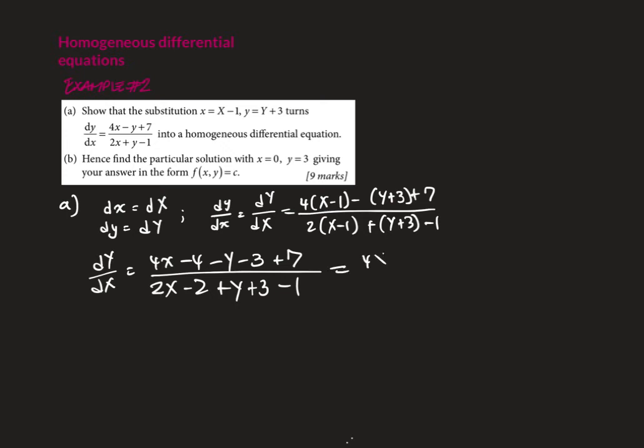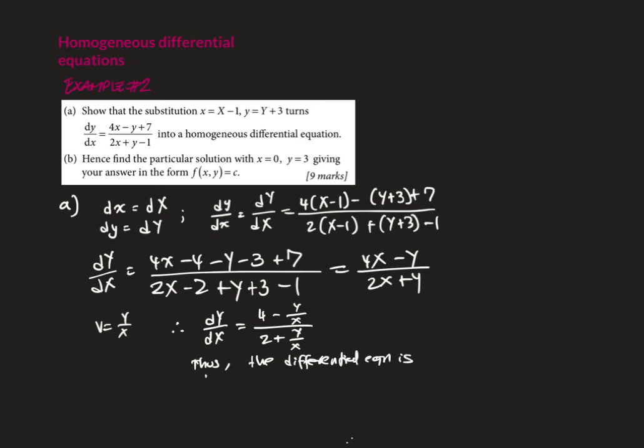Simplifying, we get dy over dx equals 4x minus y over 2x plus y. Now if we want to show that this is a homogeneous differential equation, we have to substitute the variable v equals y over x. That means we need to show that the right hand side can be written as a function of y over x, and that is achieved by dividing everything top and bottom by x. So our differential equation is going to look like dy over dx is equal to 4 minus y over x over 2 plus y over x. So we can say here, thus, the differential equation is homogeneous.